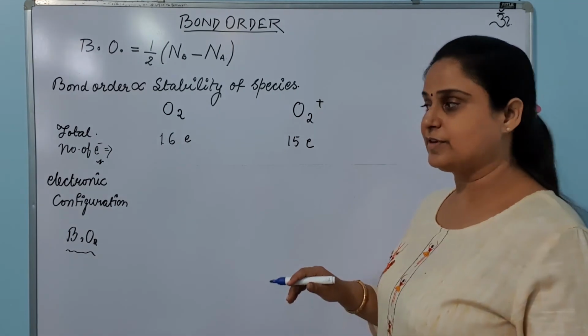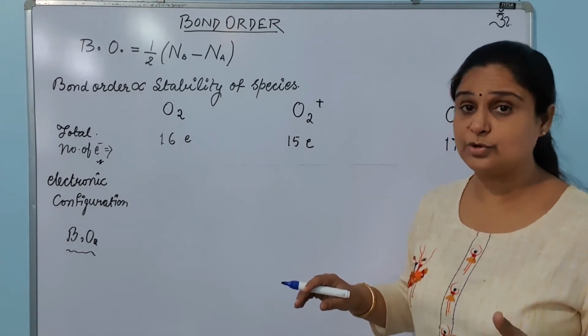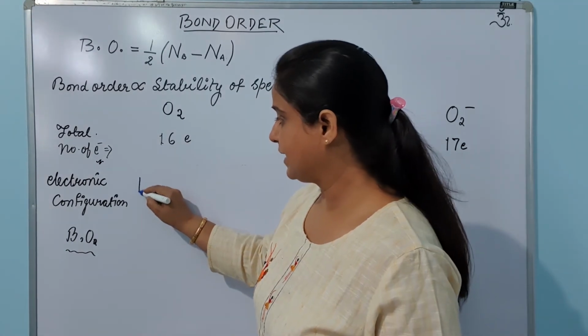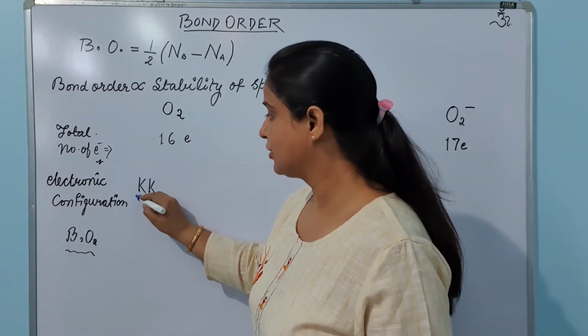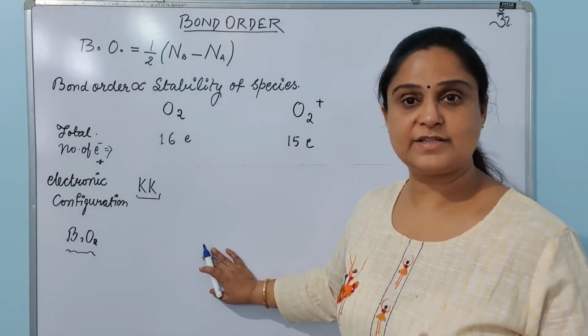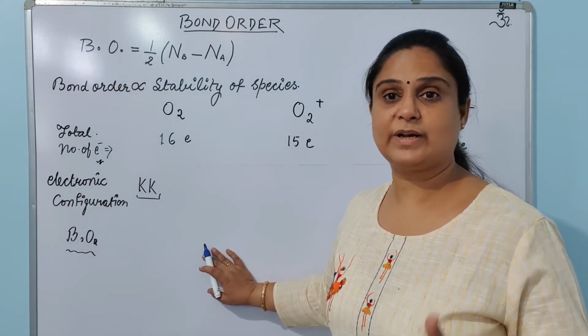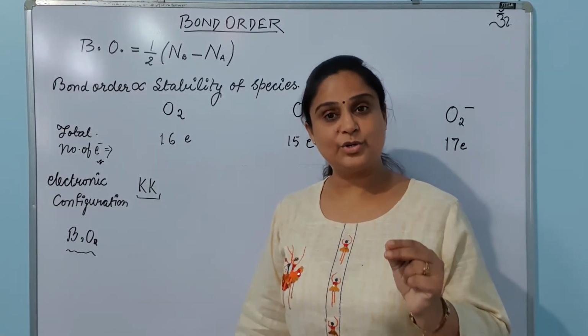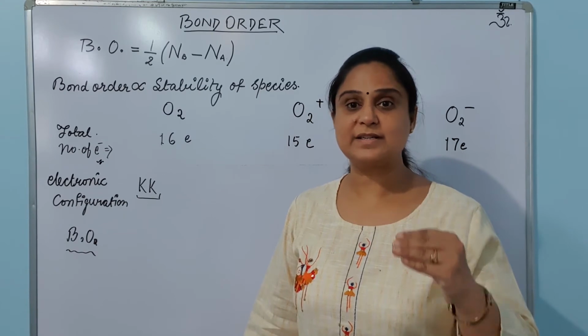Okay, so the electronic configuration of the O2 molecule will be: sigma, I am writing it from here, KK, which means closed K shell. So I am not going to mention sigma 1s2 and sigma star 1s2. I am starting the configuration from sigma 2s2 and sigma star 2s2.